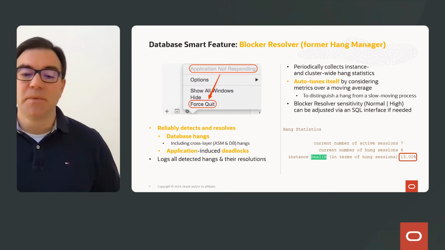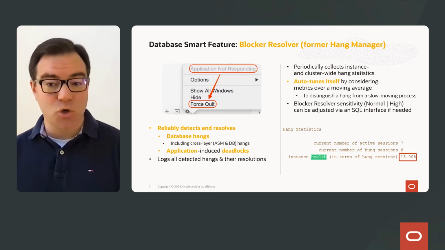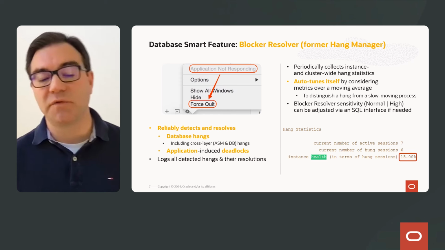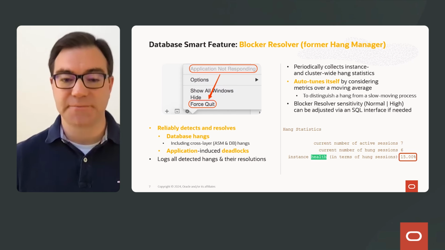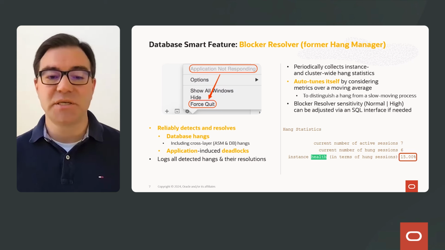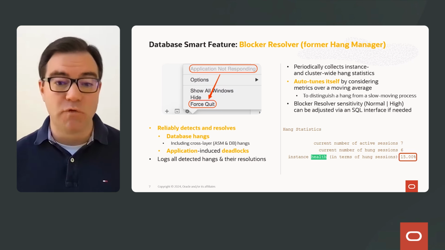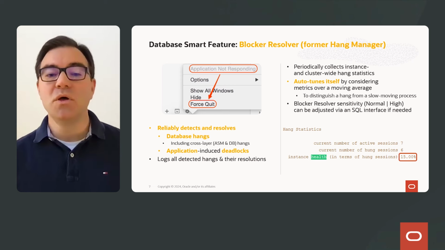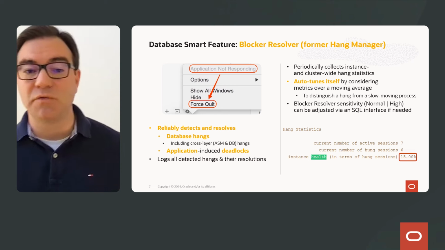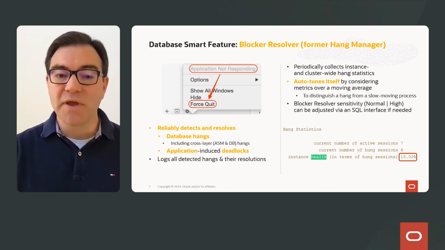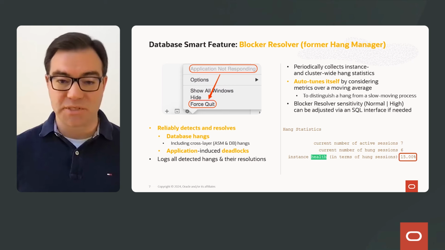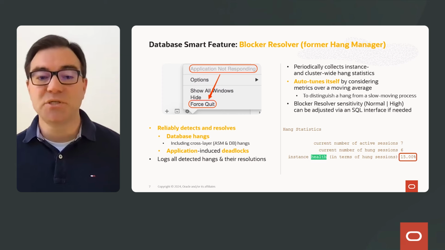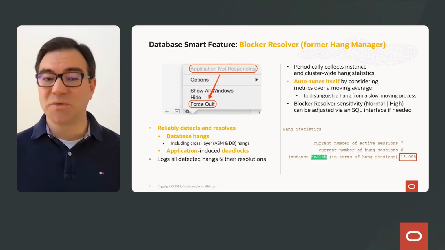And depending on the system, a slow-moving process may be a slow-moving process or a hang, and that's exactly where the auto-tuning of Blocker Resolver comes in to be able to distinguish those cases. Now, unlike other smart features, Blocker Resolver also has what I would call a manual override. Blocker Resolver sensitivity can be set from normal to high if you think that Blocker Resolver could be more aggressive in resolving hangs, which could mean it would resolve a hang even though it was just a slow-moving process. Either way, Blocker Resolver is one of those features that provide business continuity smartness even with a manual override.